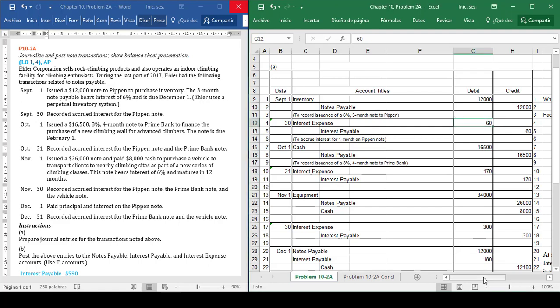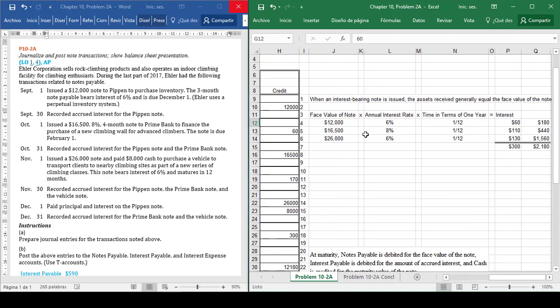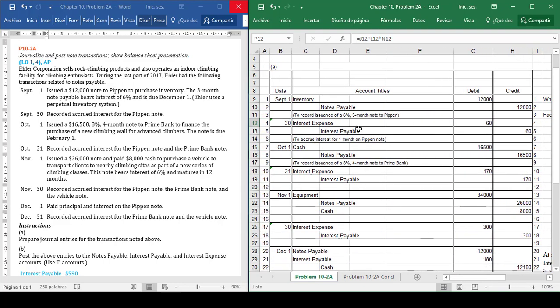The amount is calculated here: the face value of the note times the rate times the fraction of 1 year, which is 1/12 in this case. So we multiply all these values and that gives us $60. It's the accrued interest payable in 1 month for this note.